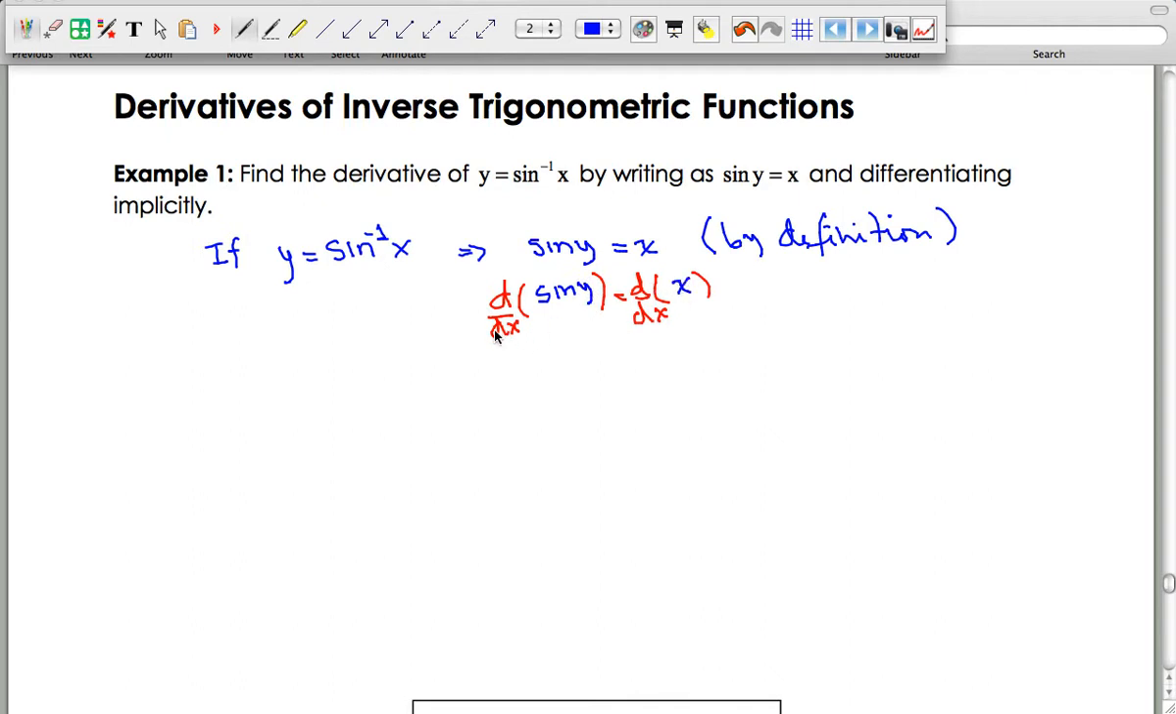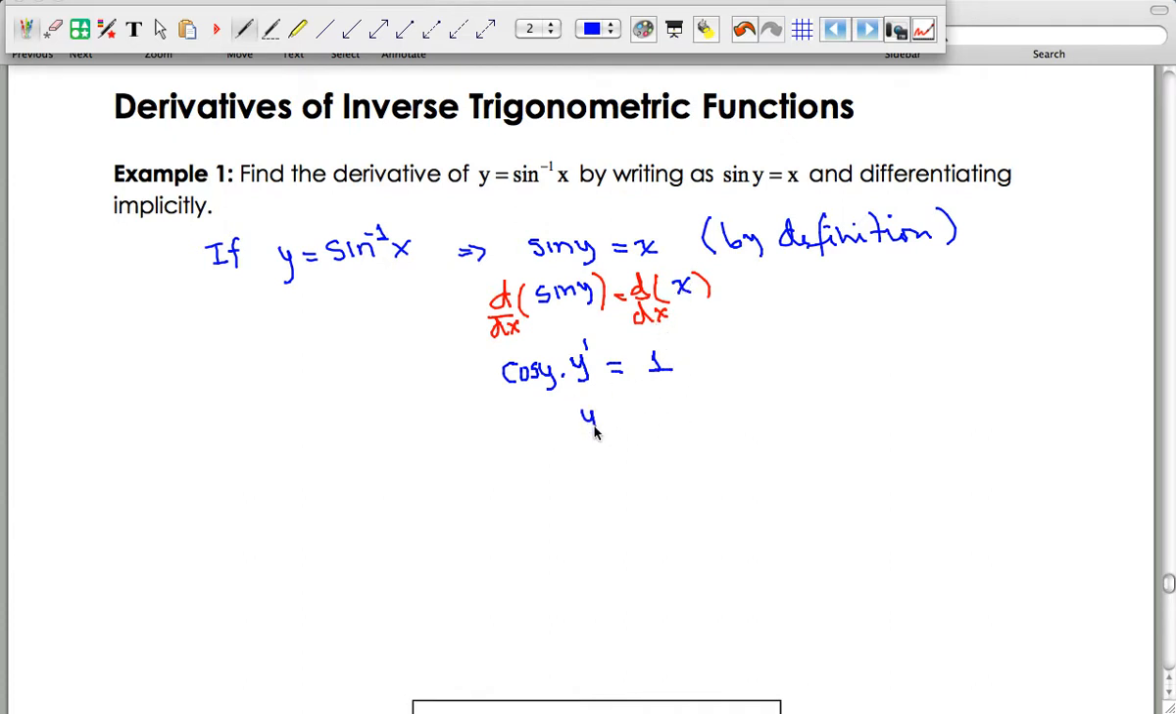We know that the derivative of sine of y with respect to x would be cos of y. Is something else missing? Yes, times the derivative of the inside, y prime. And that would equal 1. Derivative of x with respect to x will be 1.